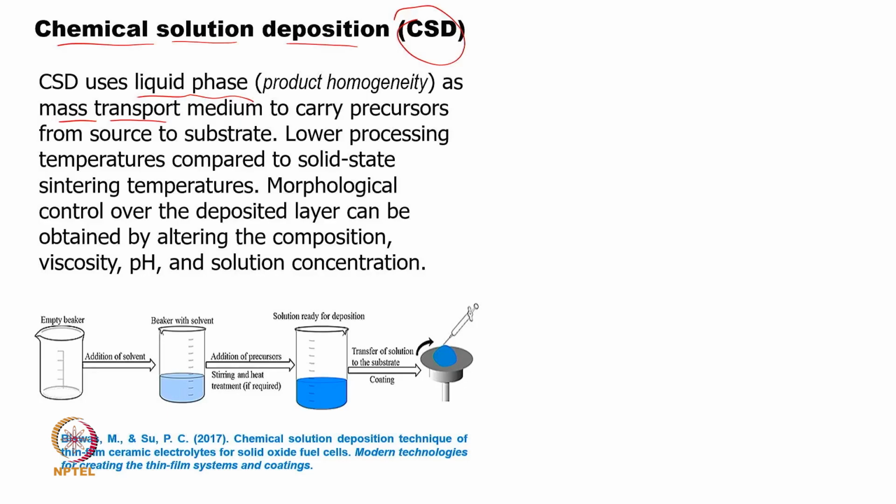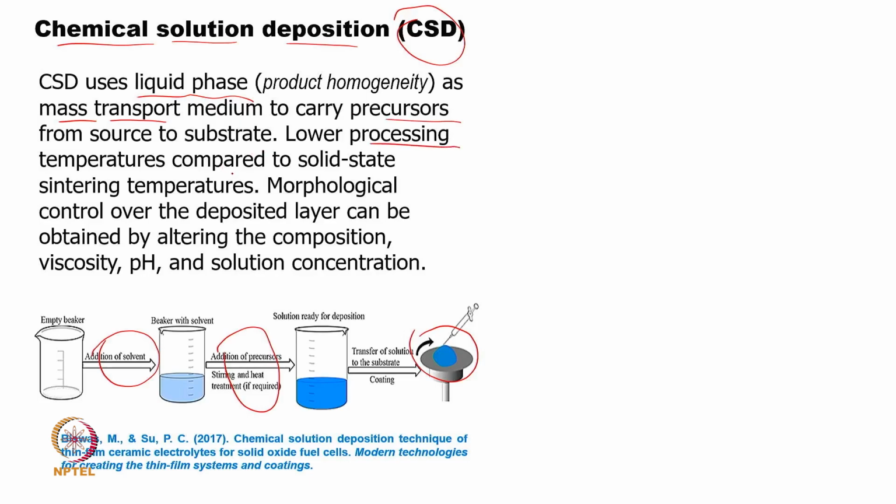What we do in this case is first form the solution, keep it in a beaker, and whatever precursors we are using will be in it, and finally we deposit the liquid on a substrate. So, this is very common: we first form a solution and then spread it, and then it takes some time to get solidified. That is why we say CSD carries the main material which we really require.